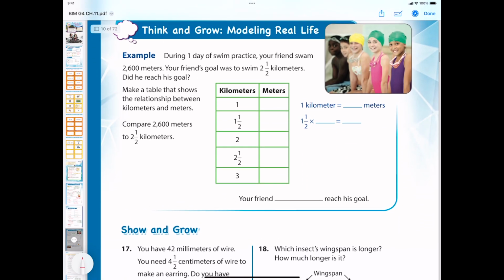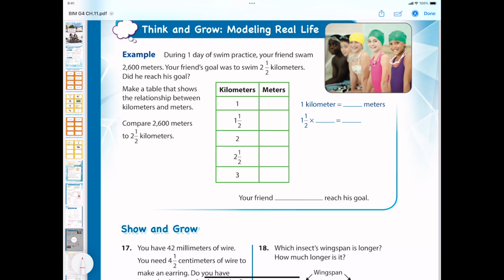All right, now example. During one day of swim practice, your friend swam how many meters? 2,600 meters. All right. Your friend's goal was to swim 2.5 kilometers. Did he reach his goal? Make a table that shows the relationship between kilometers and meters. Compare 2,600 meters to 2.5 kilometers.